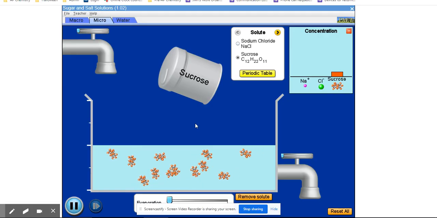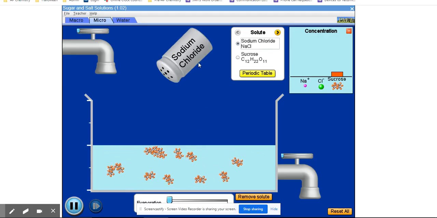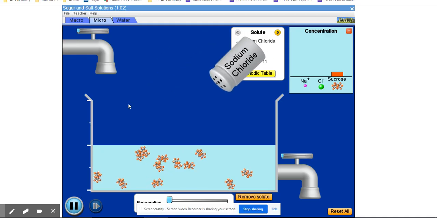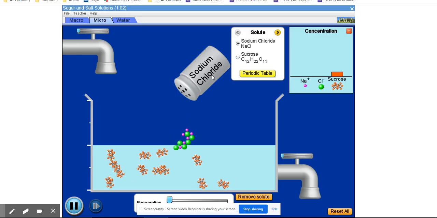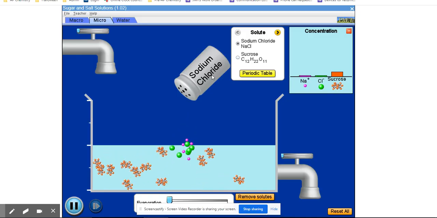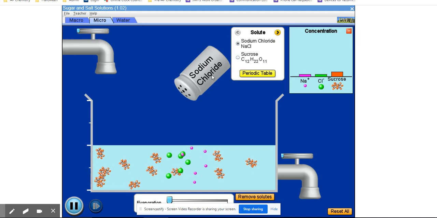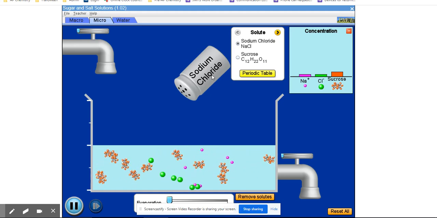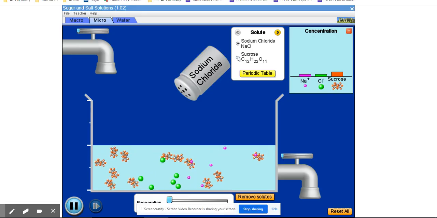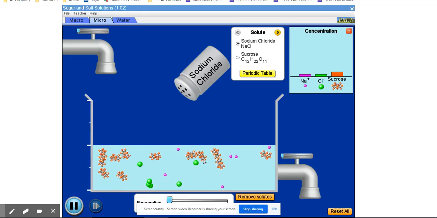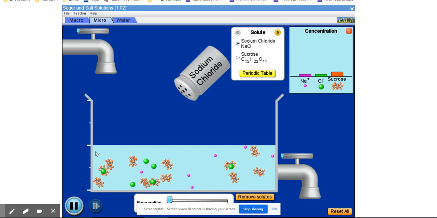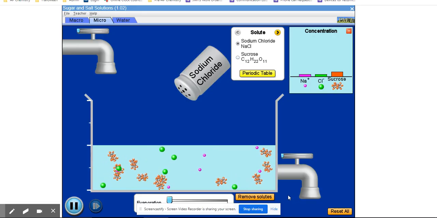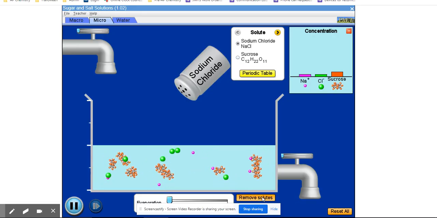So it looks a little different than what we had when we had sodium chloride. So here's sodium chloride again. And you see that when you put sodium chloride in there, the green and the purple completely separate from each other. So remember, your sucrose is the red and gray ones. So you can see that those are kind of sticking together.